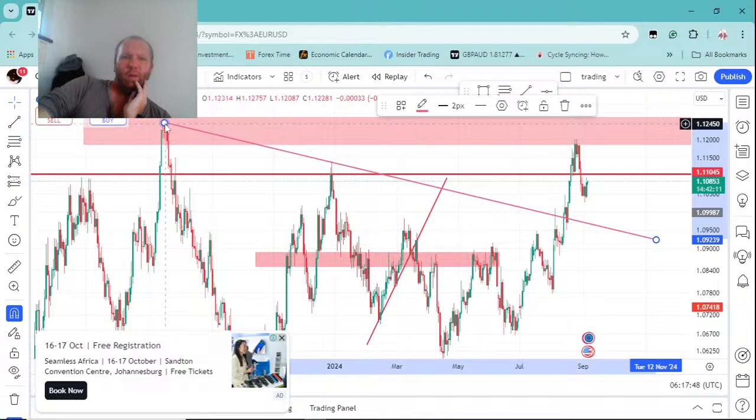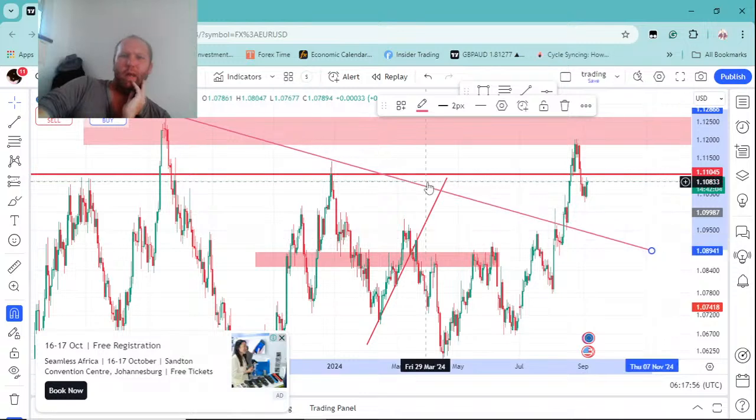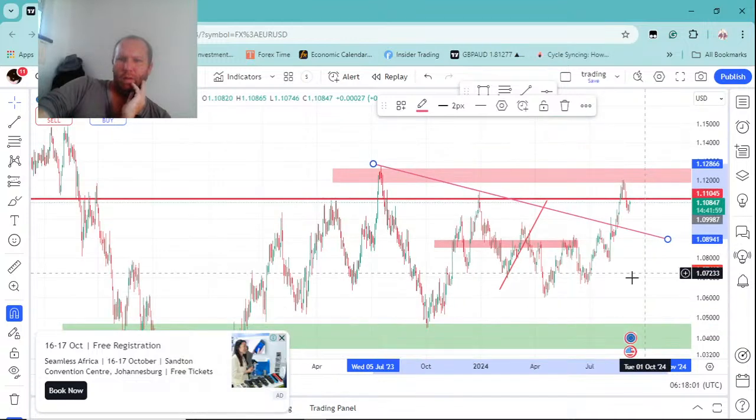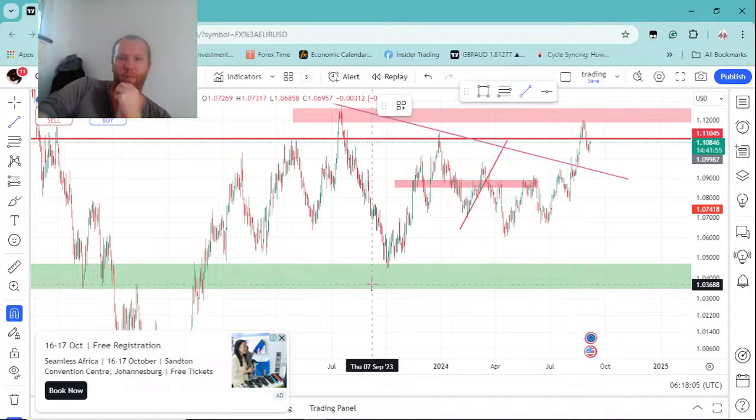So the Euro USD is close to this trend line. Why would you want to go and put a sell? Let me just get to it. I just want to show you guys that there is a pattern here, so you all can see the pattern. Where's another one there?